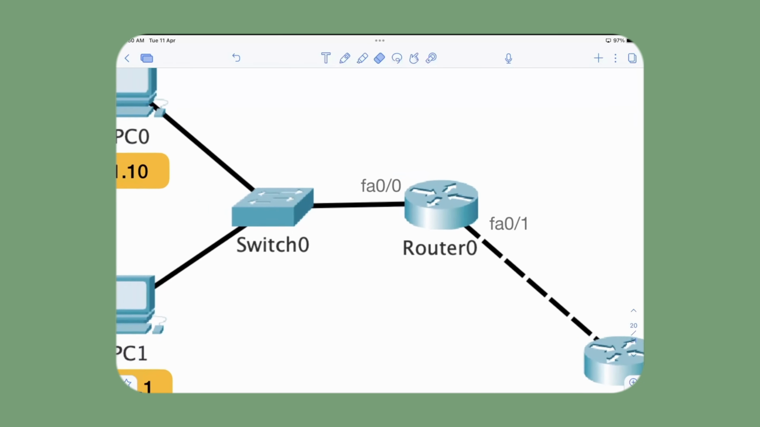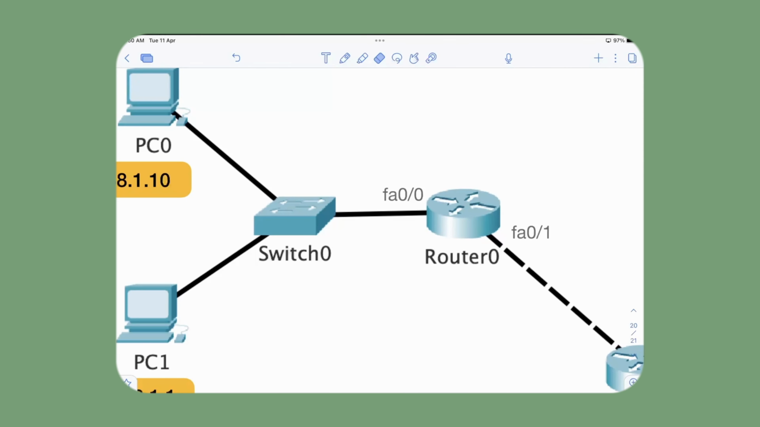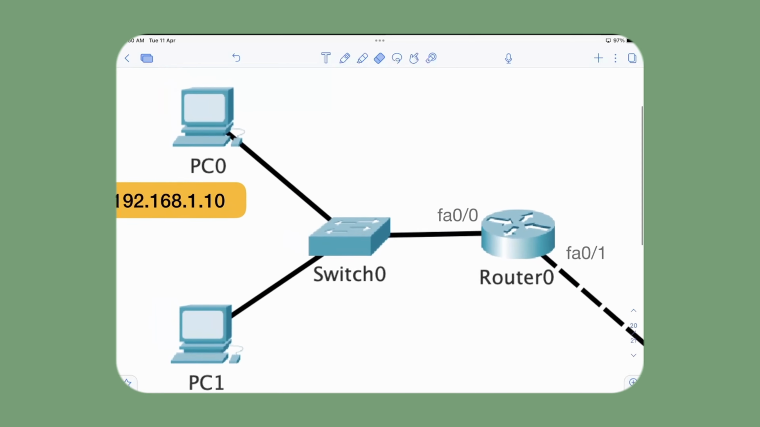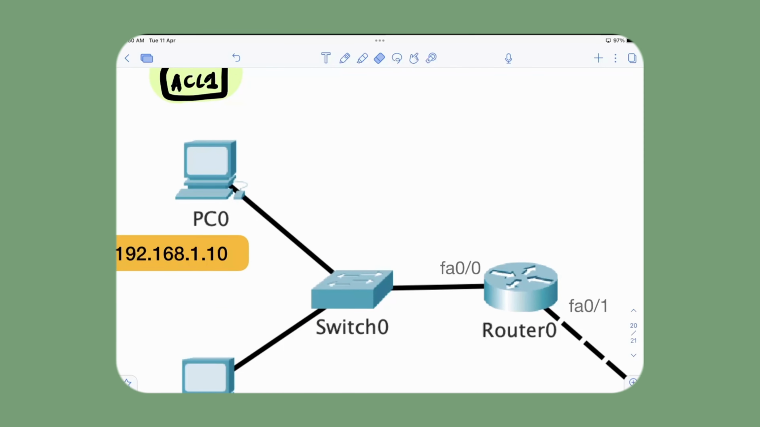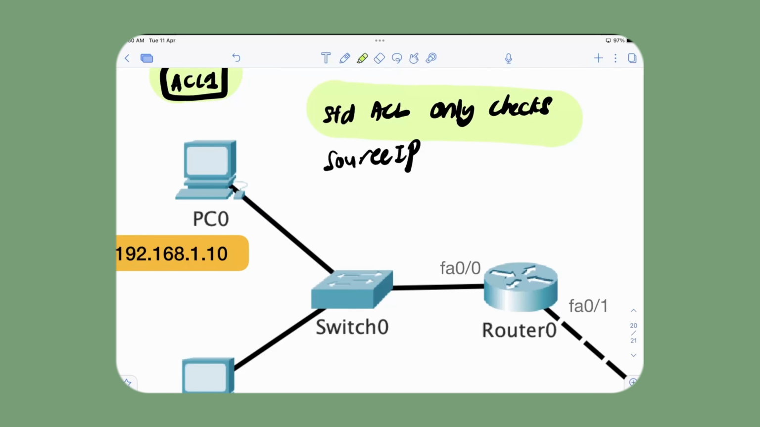Right, so let's say we look at FA00 first. Now, remember one rule before we start. This is very important. The standard ACL only checks for source IP. Okay, it means that the standard ACL does not care about destination IP. It doesn't care about where you want to go. This is a very important concept.